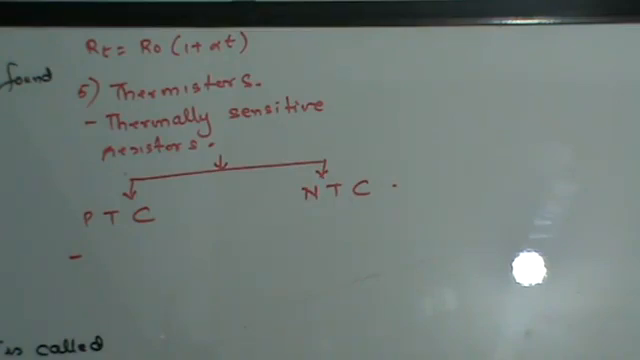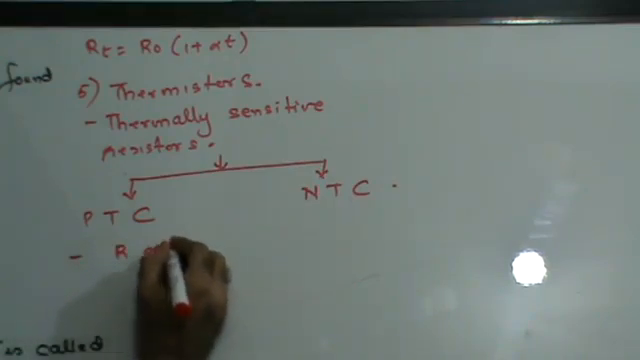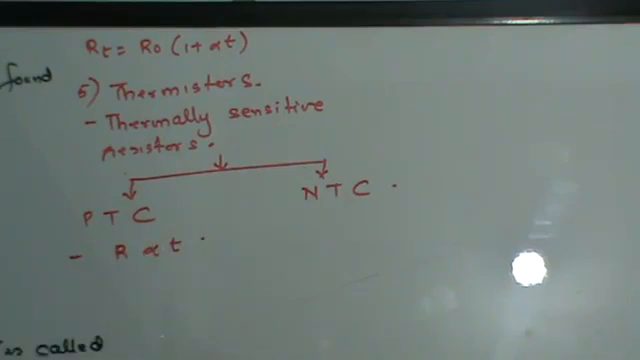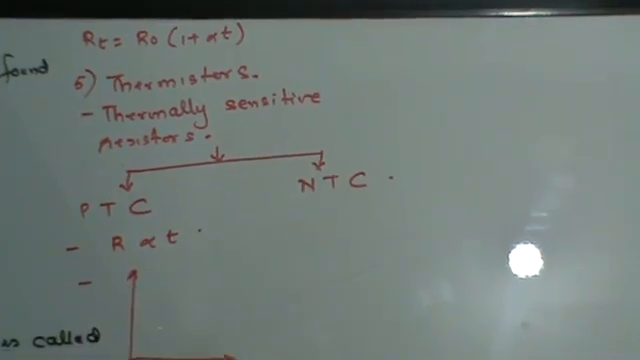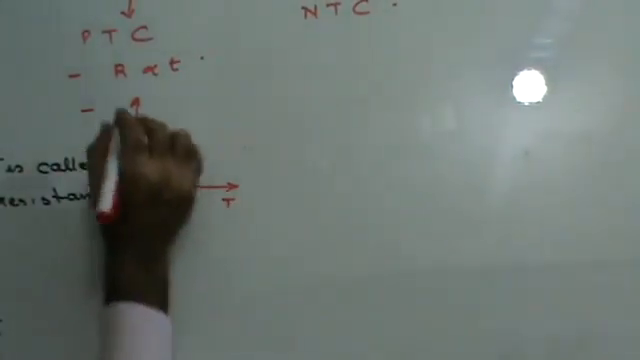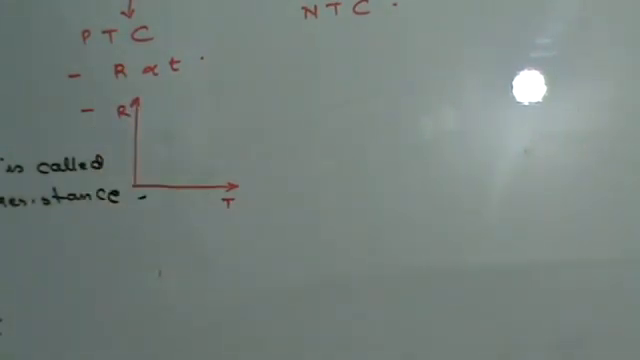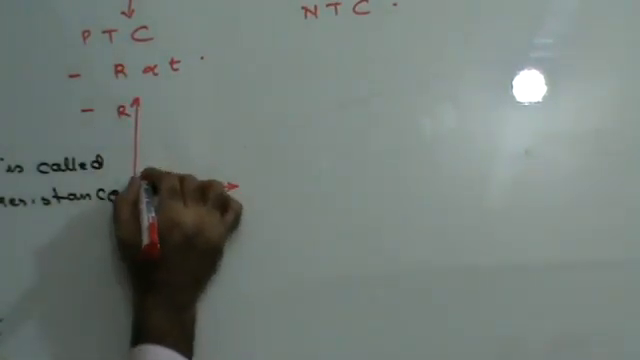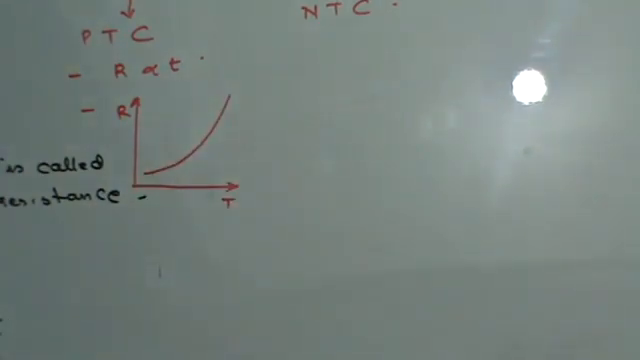These are resistors where the resistance is directly proportional to the temperature, meaning as the temperature increases, the resistance also increases, right? How do I represent them graphically? I could draw a temperature versus resistance graph, where as the temperature increases, the resistance also increases. Fine, do we get this?